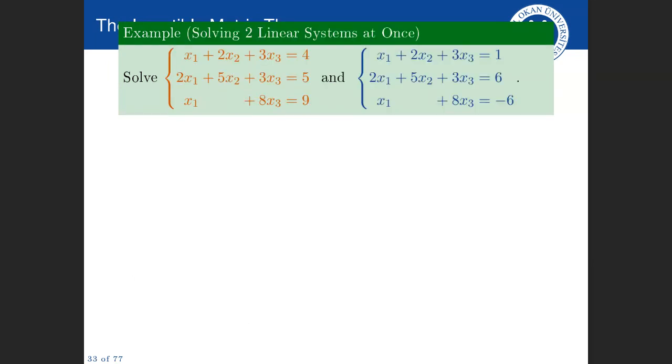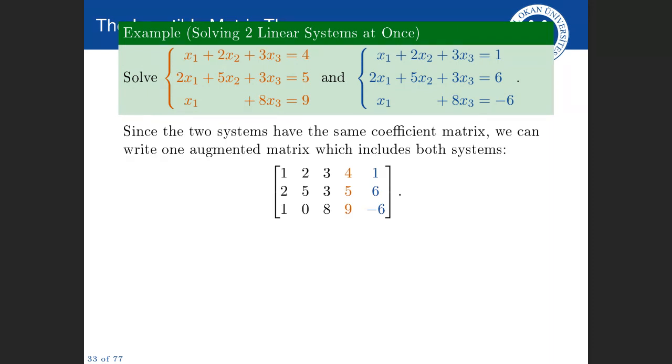The next example is on a slightly different topic. I want to show that it's possible to solve two linear systems at the same time if your coefficient matrix is the same. Now, note on the left of the equal sign that these two linear systems are the same. It's x1 plus 2x2 plus 3x3, 2x1 plus 5x2 plus 3x3, x1 plus 8x3. It's the same on the orange one and on the blue one. The only difference is the numbers on the right of the equal sign.